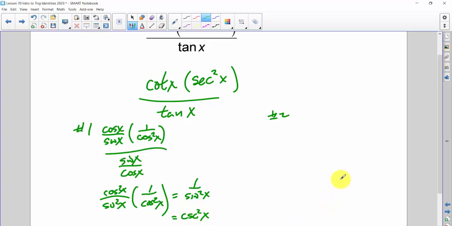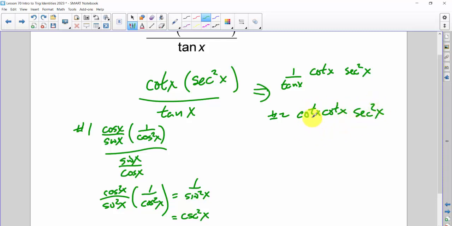Second way to get this problem done, here's what I see when I look at this problem. I see this is the same as 1 over tangent of x times cotangent of x times secant squared of x, like so. I know the reciprocal of tangent is cotangent, so I see now the cotangent of x times the cotangent of x times the secant squared of x. Cotangent times cotangent is cotangent squared of x times the secant squared of x.